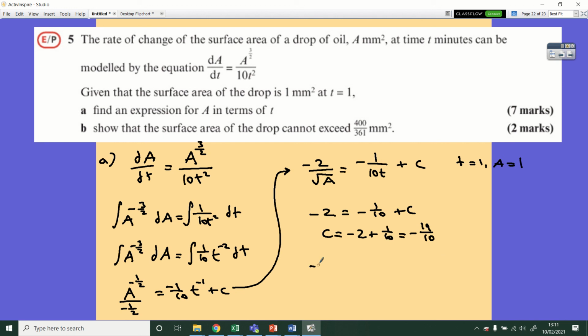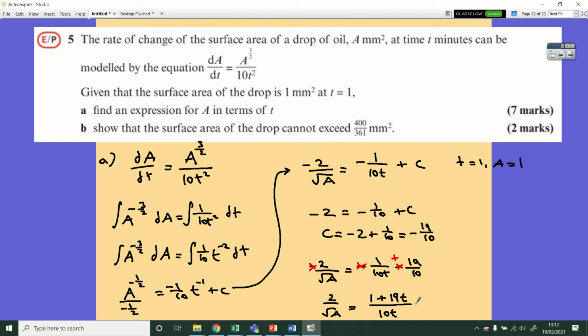So now I'm going to write this again. Minus 19 tenths. We should probably get rid of the minus signs now because they're all negative. That's going to be plus. Now let's combine these fractions so that I can then flip both sides over and take reciprocals of both sides. So now 2 over root a equals, now the common denominator is going to be 10t. So this first one is going to stay the same, but the second fraction is going to need to times by t on the top and bottom. So it's this.